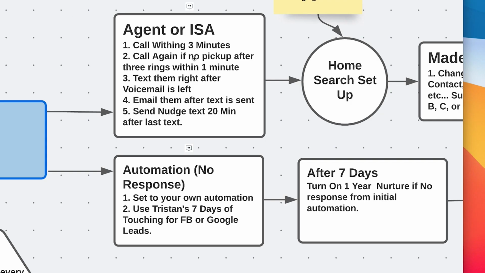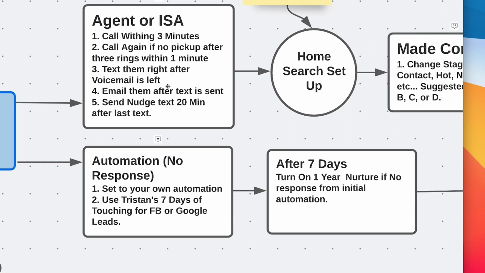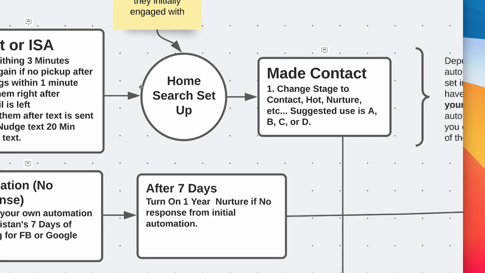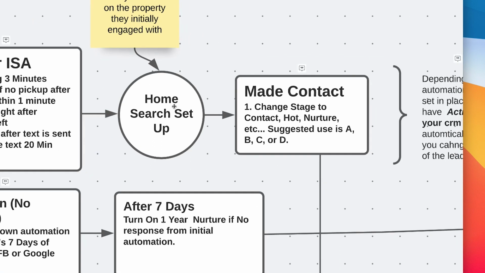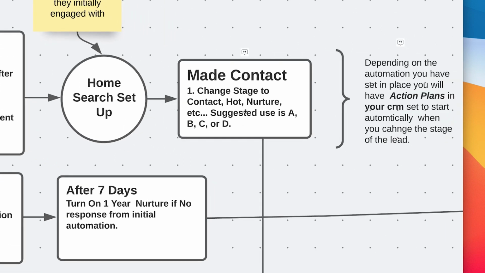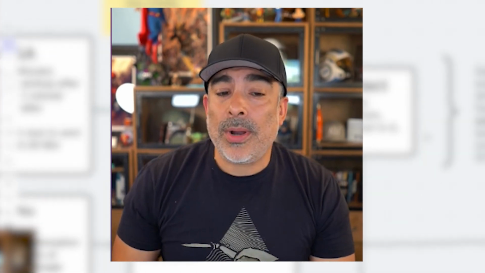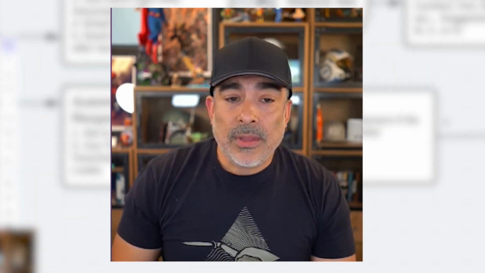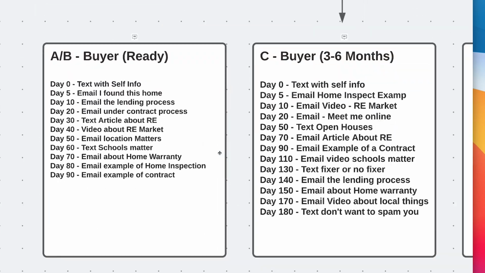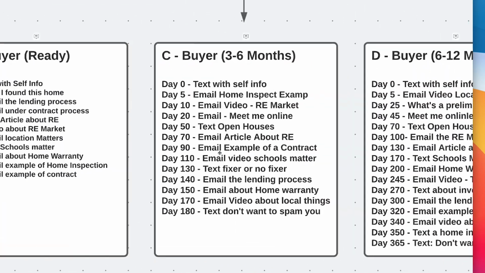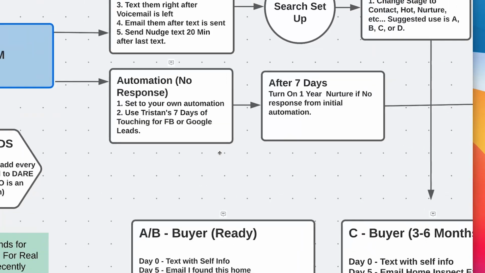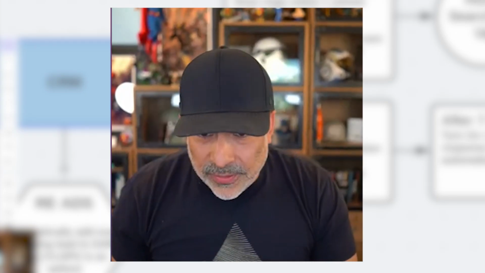So I'm going to show you this, and then we're going to get into the rest of it. Now, this little section right here is what we went into in the last video. I'll link it, you can take a look at it, but then there's a home search setup. And then we decide if we make contact with them, whether they go into the A, B, C, or D. That's what I want to talk about, because once they make contact here, we're going to go into these sections right there. And I have a whole different document for that one.